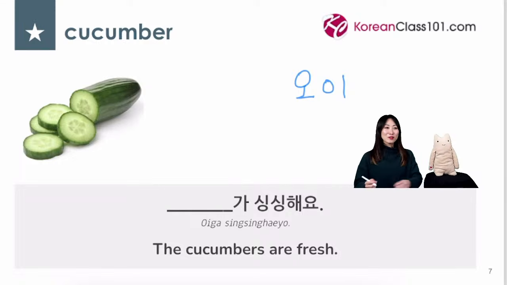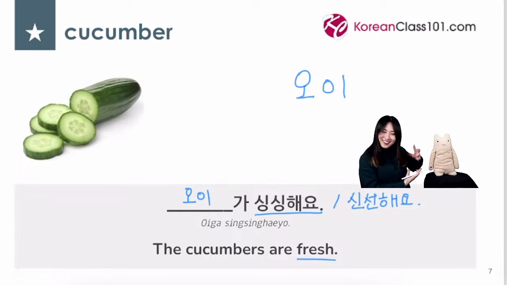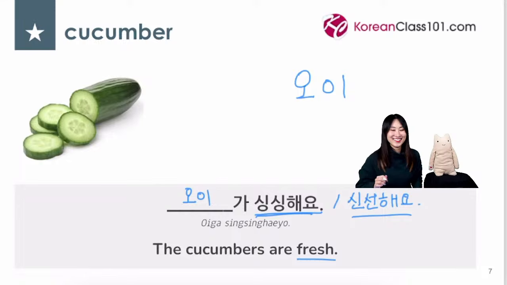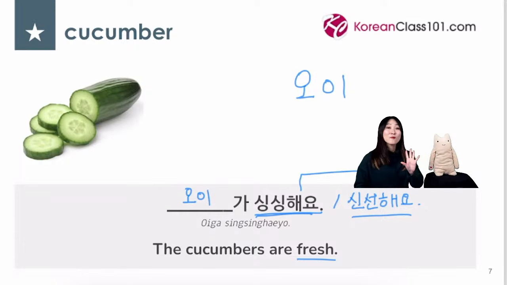Cutie pie, right. Okay, so 오이. The example sentence is 오이가 싱싱해요. 싱싱해요 means fresh. Another way to say fresh is 신선해요. Both of them mean fresh, but 싱싱해요 sounds more like the vegetable is lively, with good color, kind of energetic, like 싱싱. And 신선하다 means it's new fresh. Both mean to be fresh. Cucumbers are fresh. 오이가 싱싱해요.